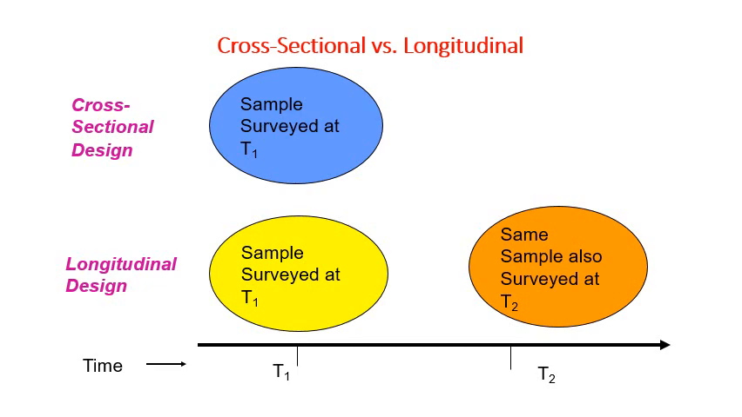Longitudinal design: we've got here the same sample surveyed at time one and time two. And the first one has to be the same sample, as opposed to the other one, where it could be a different sample of people.